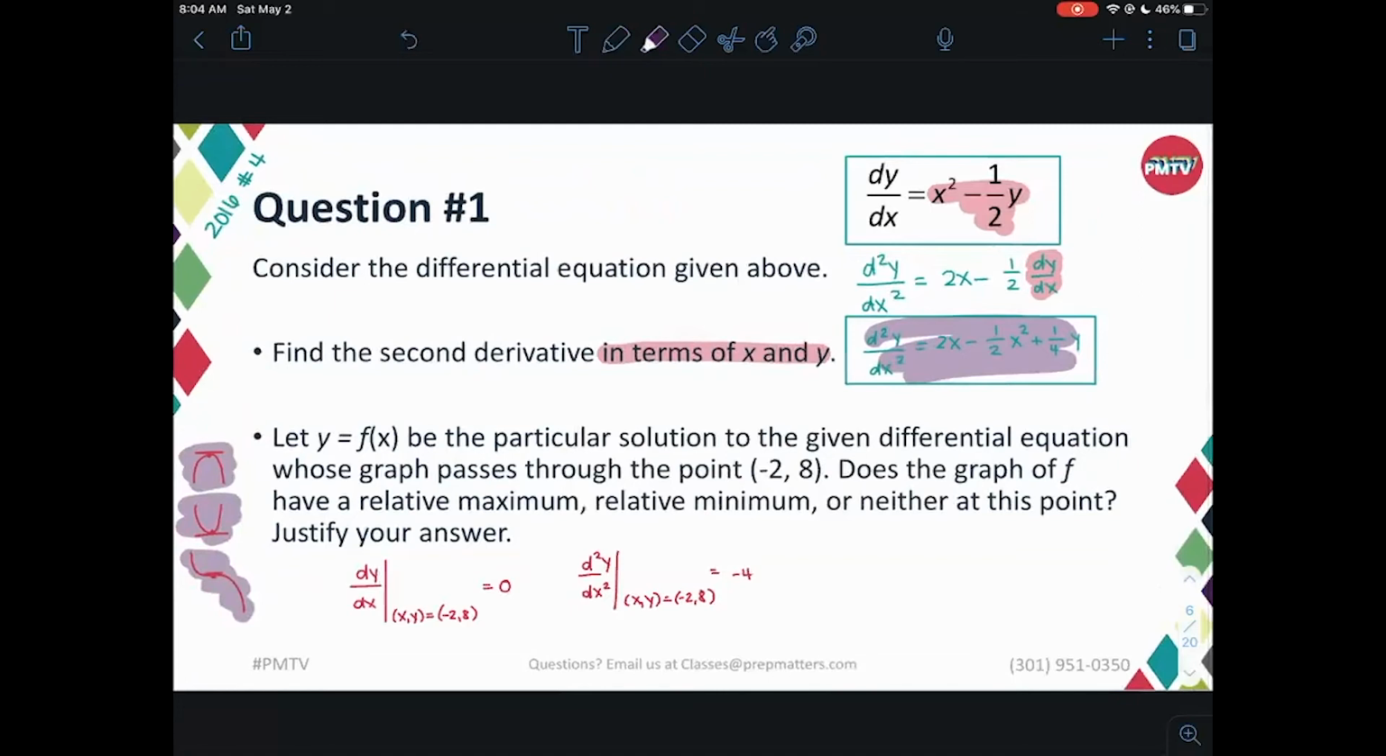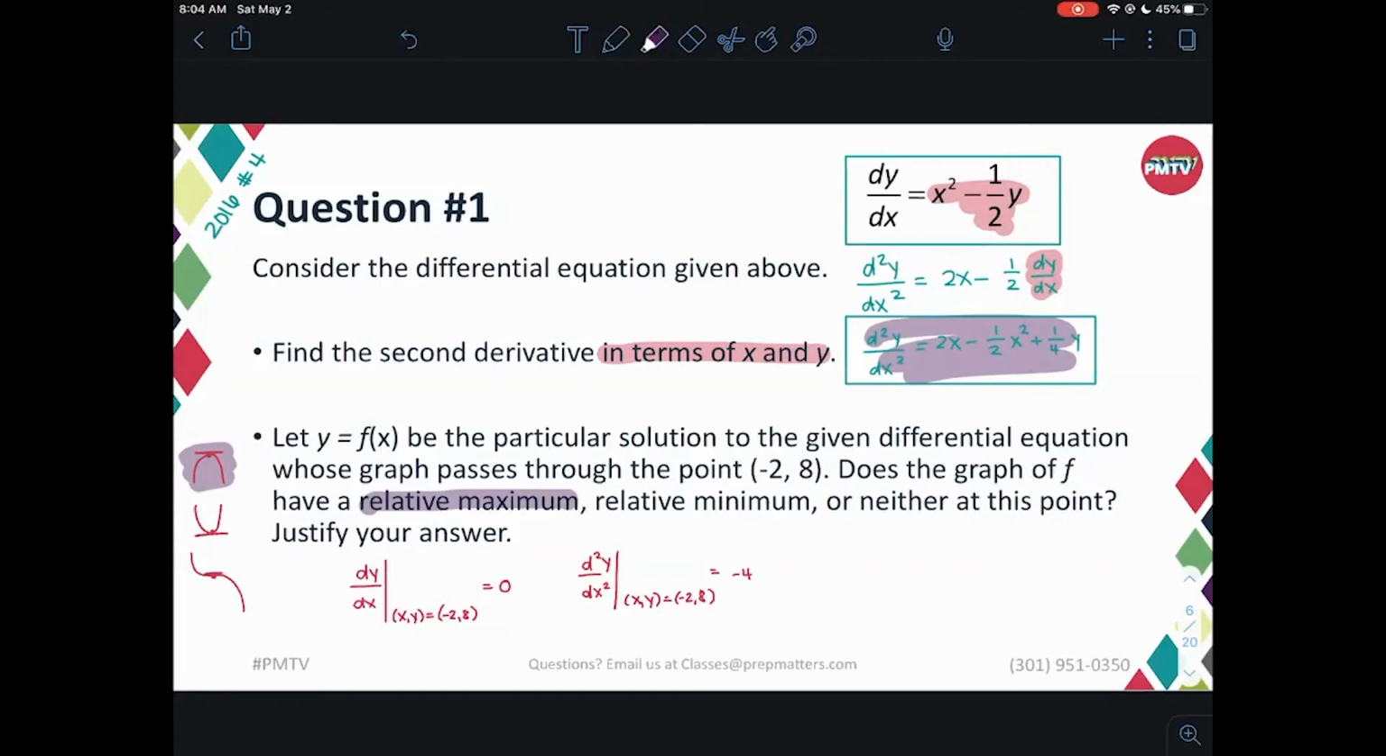So pulling all of this information together puts us in this situation, negative second derivative. So our function at this particular point is concave down, and our first derivative is 0. So we do have that horizontal tangent line. That gives us a relative maximum.